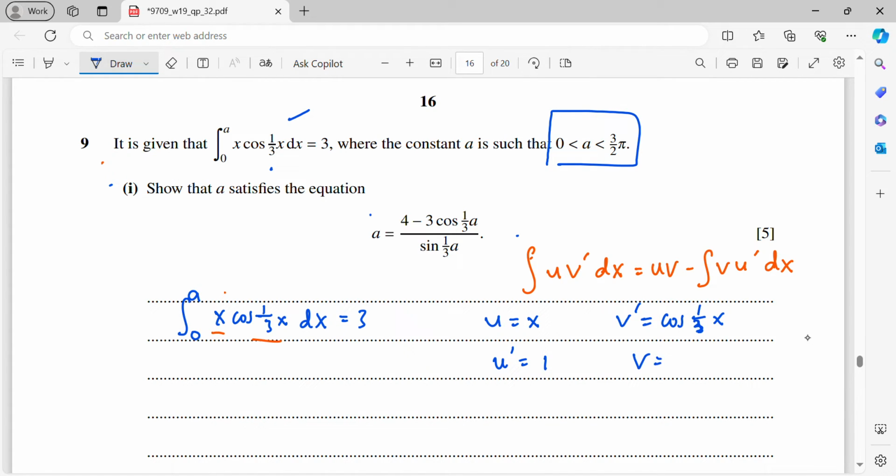So my v is the integral of cos, you get positive sin. Rewrite 1 over 3 x and divide by the differentiation of 1 over 3 x. It is 1 over 3. So from here, 1 divided by 1 over 3 is basically 3. So I will simplify it into this form.